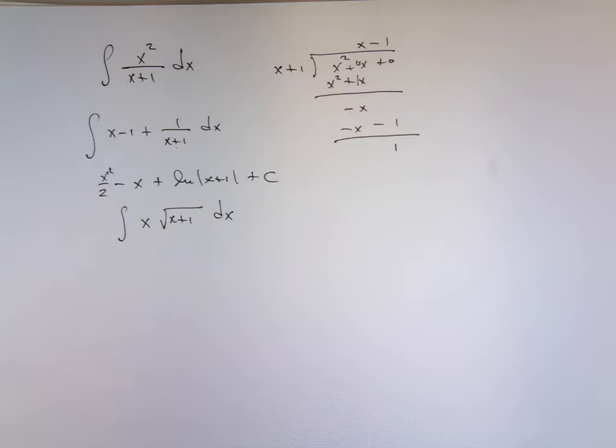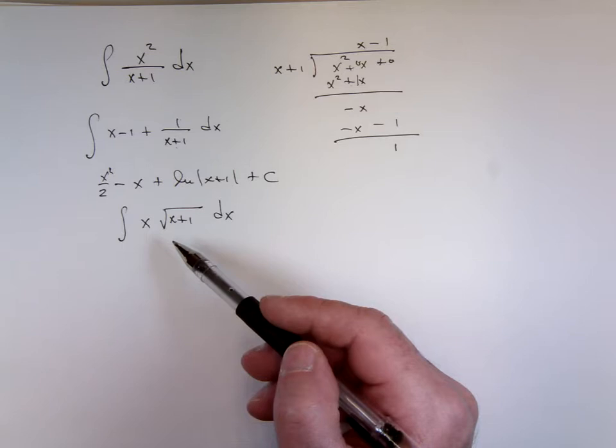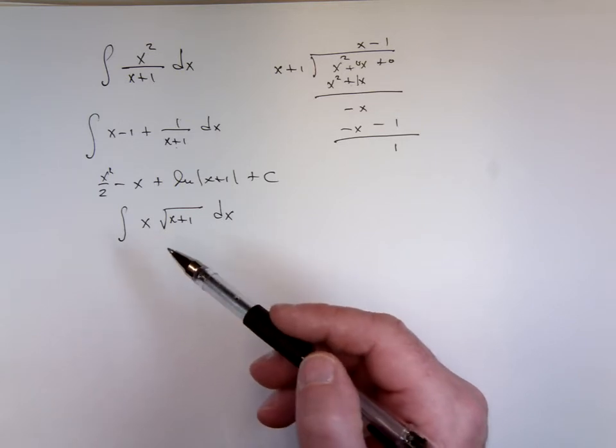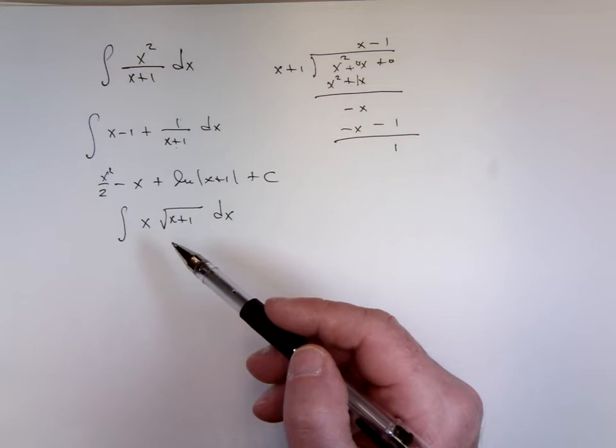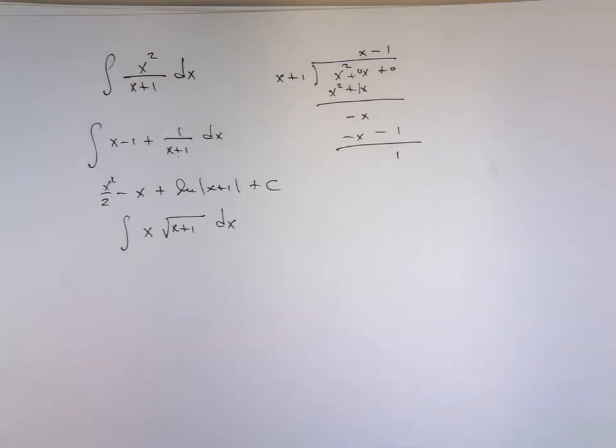What about this one now? What do you do here? Can you change it to x plus 1 to the 1 half? You could, but that's not going to help. I remember this one. Do you let u equal x plus 1 or something? Yeah, that's one way. One way is to let u equal x plus 1. That way will work. You solve for x and dx and make the substitution.